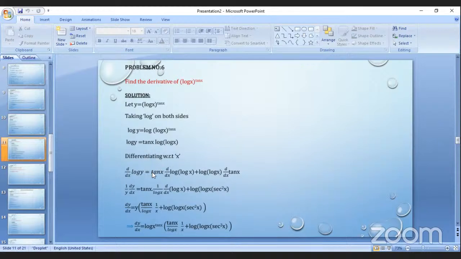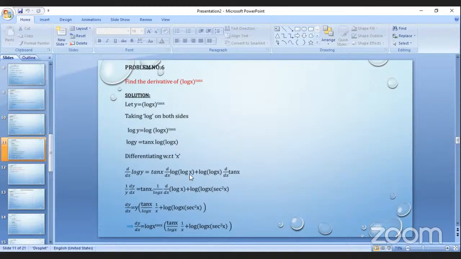Okay. Apply the formula: tan x into d by dx of v, d by dx of log x plus log of log x, v into d by dx of u. That is, log of log x into d by dx of u, where u is tan x. Log y derivation with respect to x is 1 by y, and y derivation with respect to x is dy by dx. It is equal to tan x into d by dx of log x.